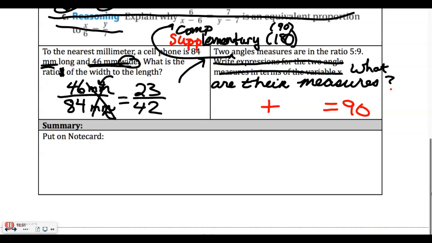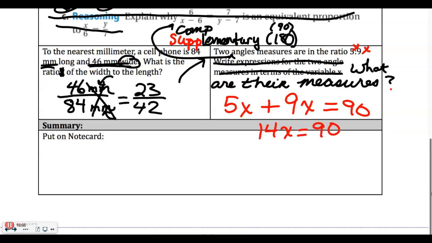So if you didn't watch the notes from yesterday, I did one like this, and I said you need to introduce that x. It reduced to 5/9. So one of them was 5 times something. The other was 9 times the same thing. So we get 14x equals 90.